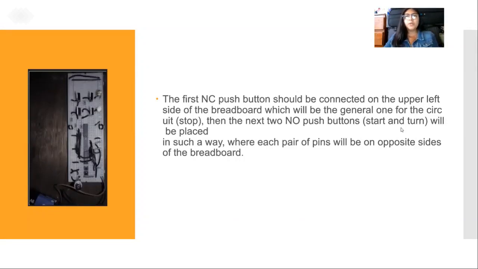First we will start by placing the components in a specific place. The first NC push button should be connected on the upper left side of the breadboard, which will be the general one for the circuit. Then the next two NO push buttons will be placed in such a way that each pair of pins will be on opposite sides of the breadboard.